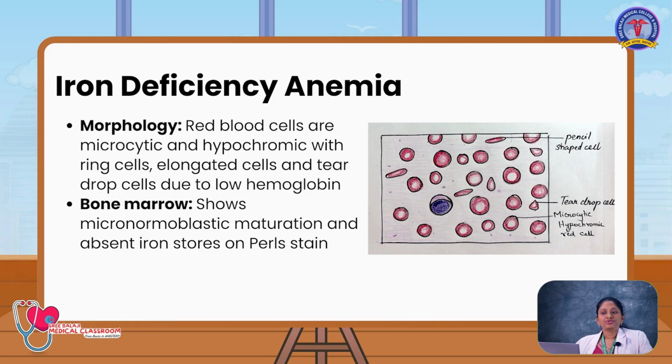The bone marrow shows erythroid hyperplasia and micronormoblastic maturation, and on Pearl's stain we can see that there are absent iron stores in the bone marrow. The diagnosis is generally based on a complete hemogram, and also we can do iron studies where there are low serum ferritin levels, decreased transferrin saturation as well as increased TIBC, and we also confirm it with the peripheral findings.